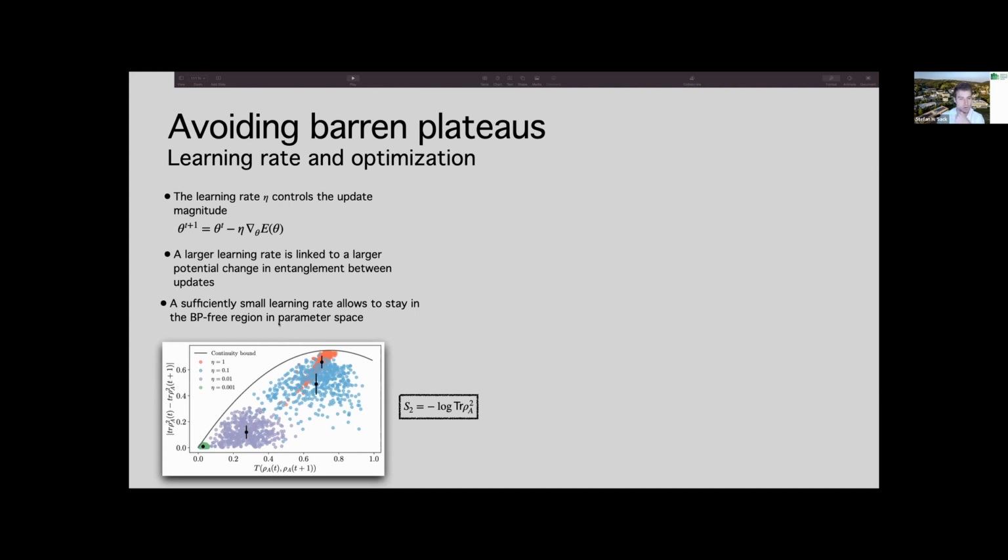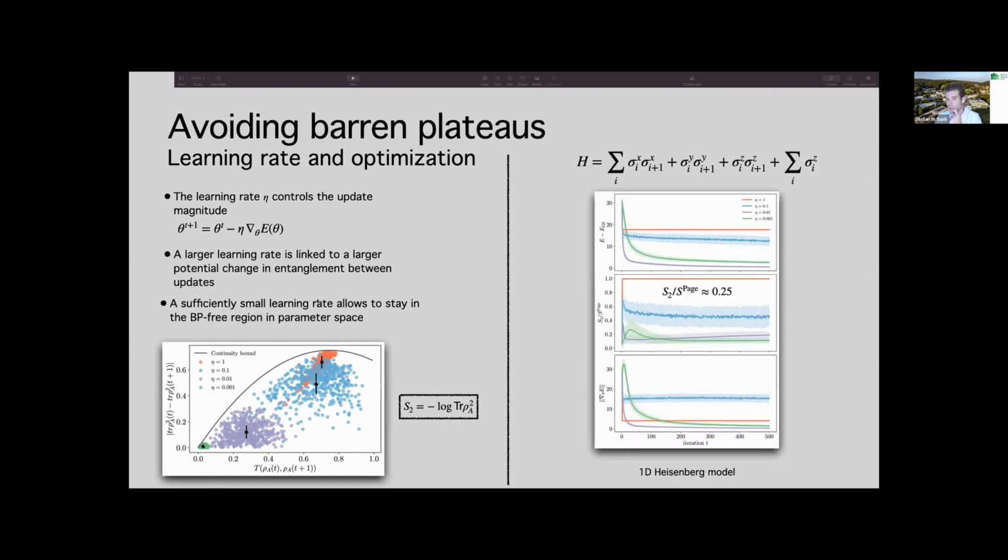And so, to wrap up the whole algorithm, we performed numerical simulations on the 1D Heisenberg model. Let's start at the top here with the red curve. We initialize outside of the Barren Plateau with these small angles, and we use a learning rate of 1. You can immediately see that the entanglement entropy spikes up to the Page value, so you immediately overshot the region and you're back in the Barren Plateau again. And you can see that the optimization does nothing. You simply stay in the Barren Plateau.